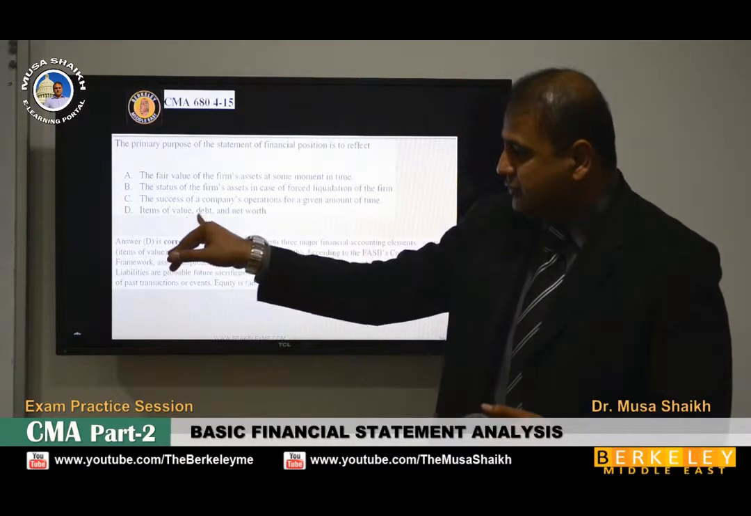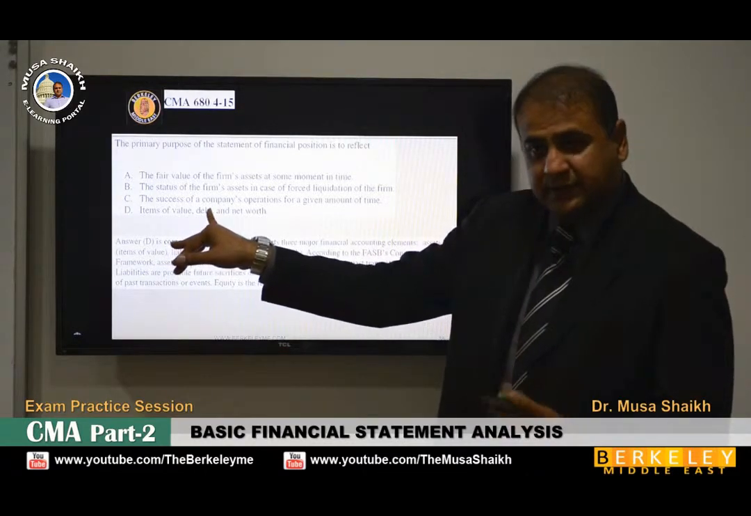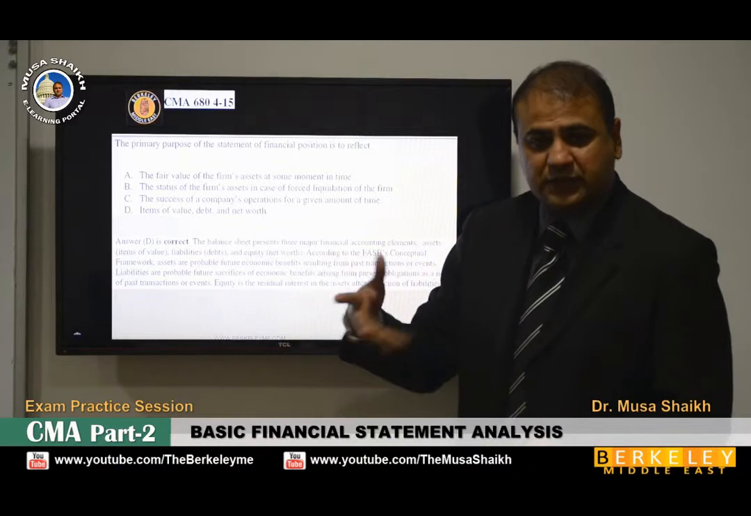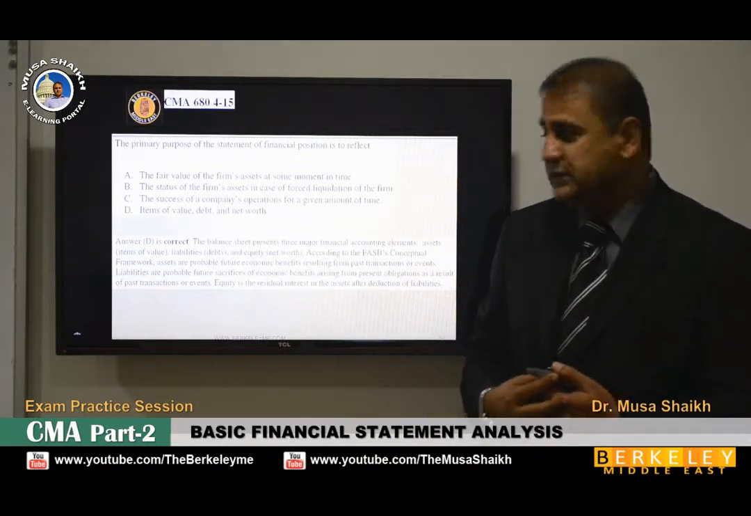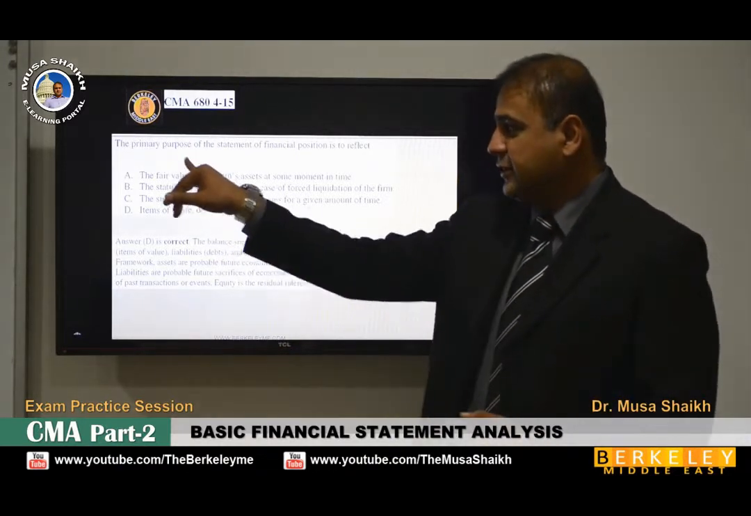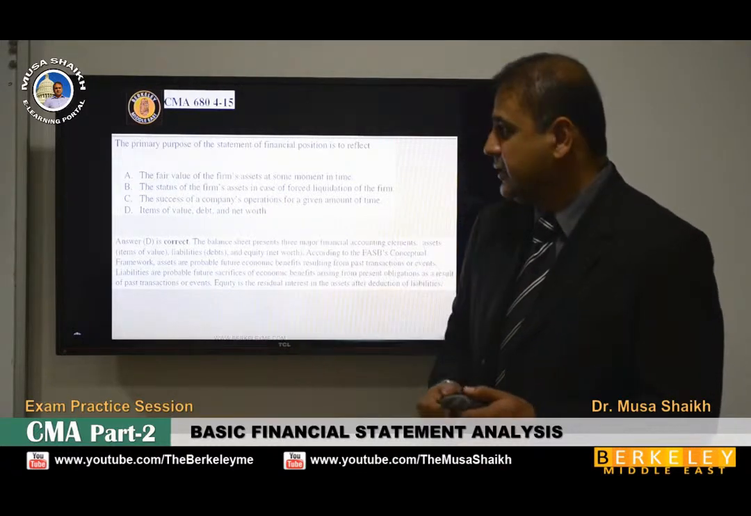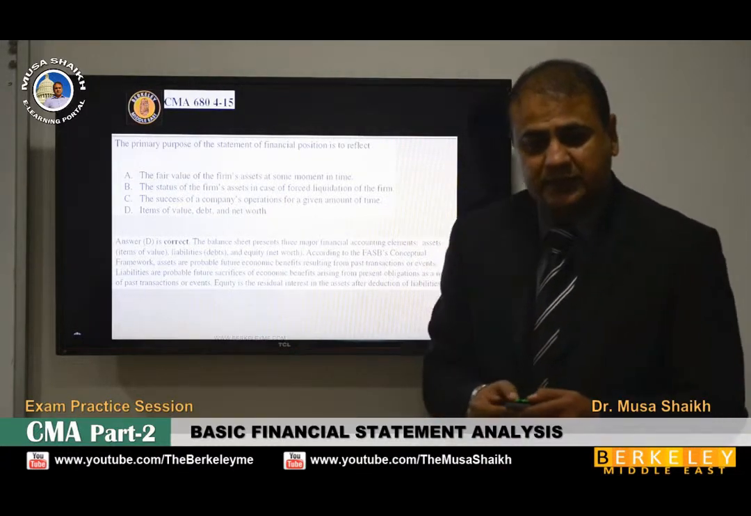Items of value mean assets, debts mean liabilities, net worth means equity. So D is the most primary purpose of the statement of financial position.